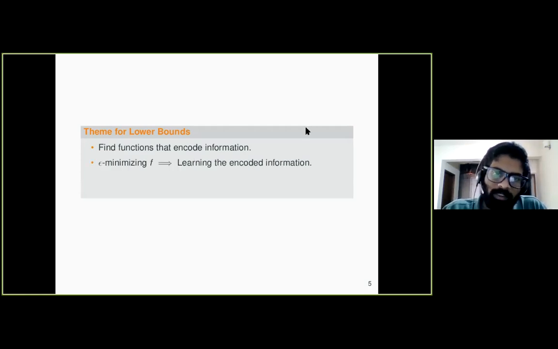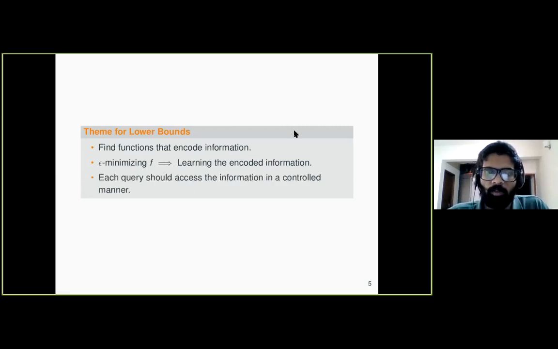And we want functions that encode information in the sense that if you're actually solving the task for this family of functions, then you have learned the encoded information. And every single query that you make to the function should access the information in a very controlled manner. So putting points 2 and 3 together, this kind of implies that if you're going to learn all of the encoded information, you need to make many queries. And hence, to solve the task, you need to make many queries. This is the high-level overview.